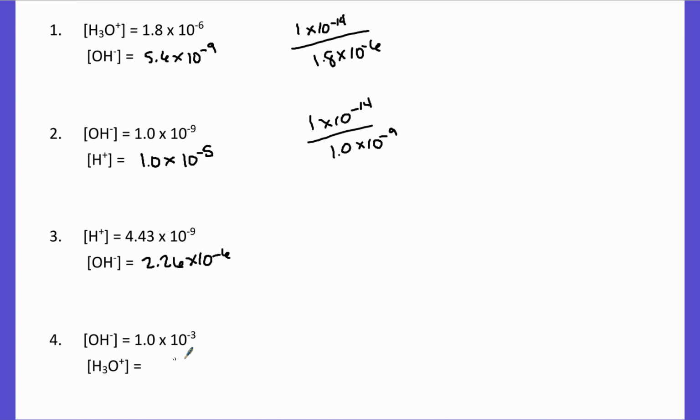Otherwise, for number 4, I don't need a calculator again. It's still going to be 1. But again, exponents add up to 14. 11 plus 3 gives me 14, so it's going to be a negative 11. So that's my concentration of my hydrogen ion. So pretty simple. That's what you do when it's all said and done.